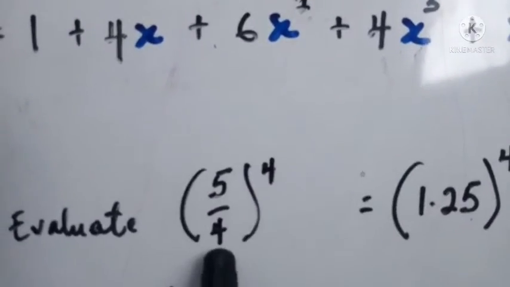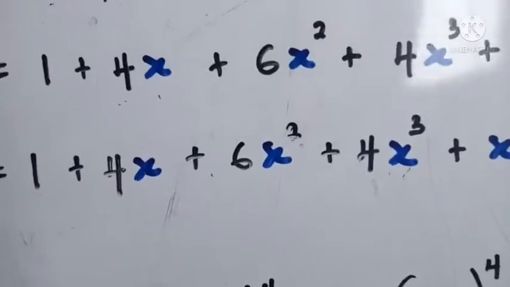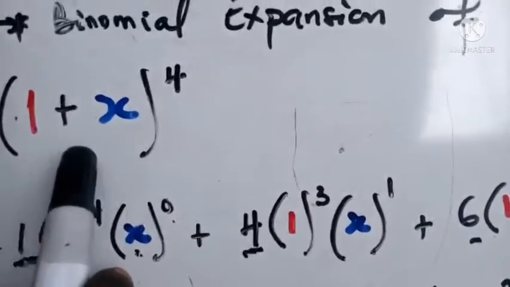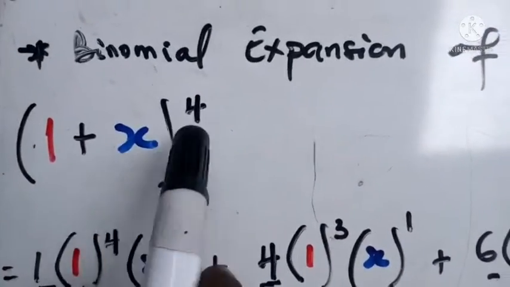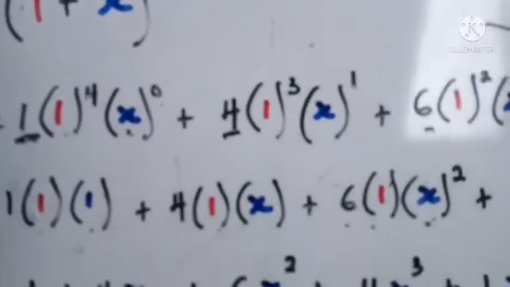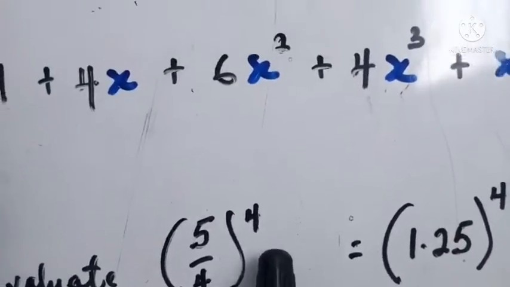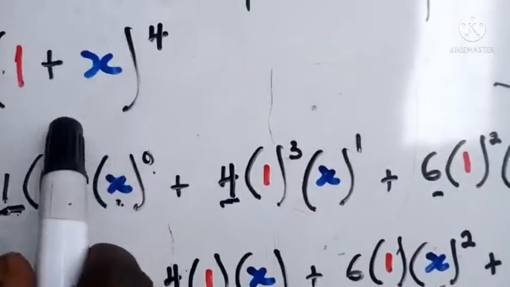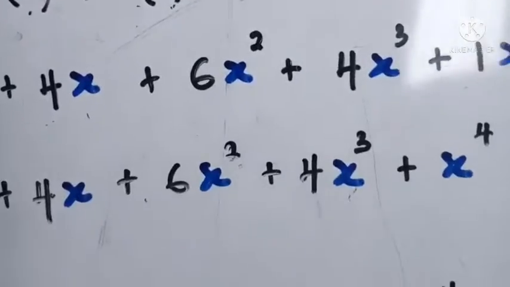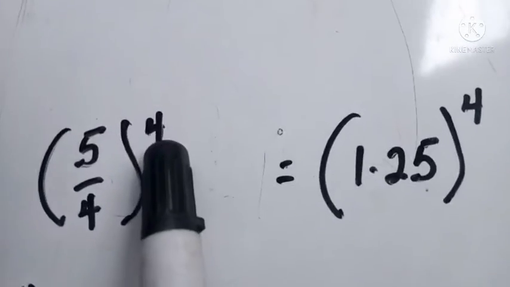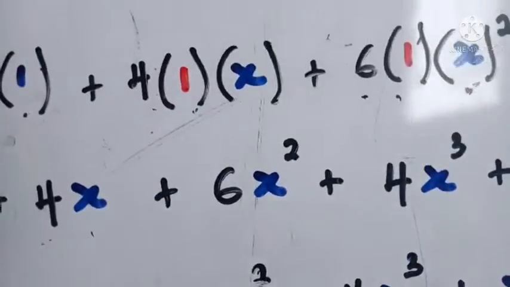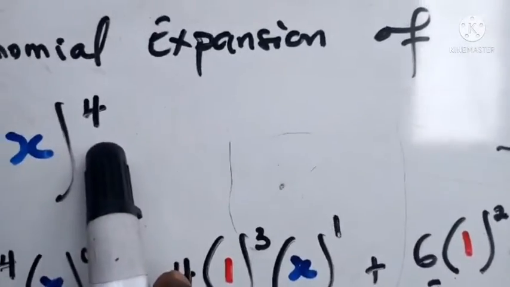So you must make sure that this looks similar to the question being given. This is 1 plus x exponent 4. Once we are able to rewrite 5 over 4 exponent 4 into this form, we are free to go. So our work here is that this is being raised to the power 4, and the question they gave us is also raised to the power 4, right?